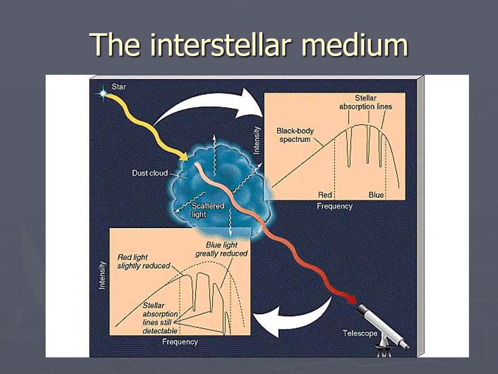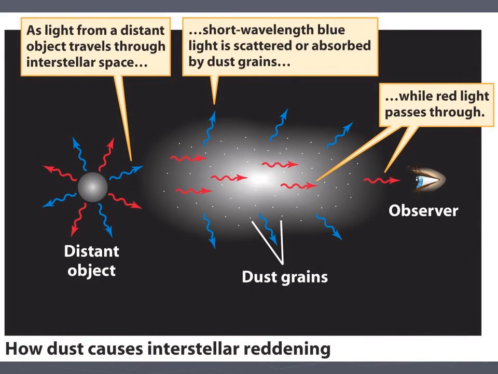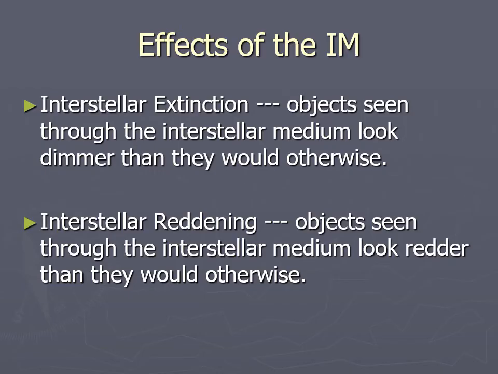So the interstellar medium, light shines through it, and it does two things. It makes the stars look dimmer, but it also absorbs blue light more than it does red light, and so it makes the stars look redder. So the interstellar medium does two things: interstellar reddening and interstellar extinction. The extinction is the dimming effect, and the reddening is obviously making it look redder. These are the two effects of the interstellar medium.